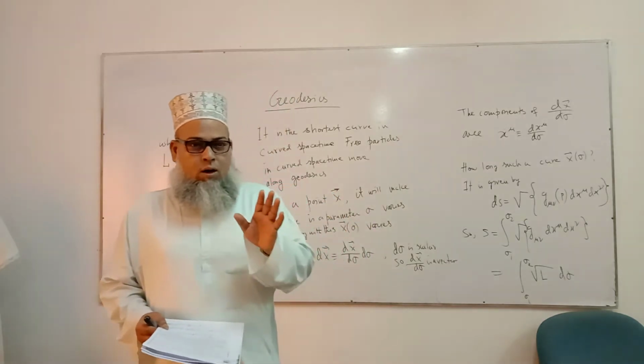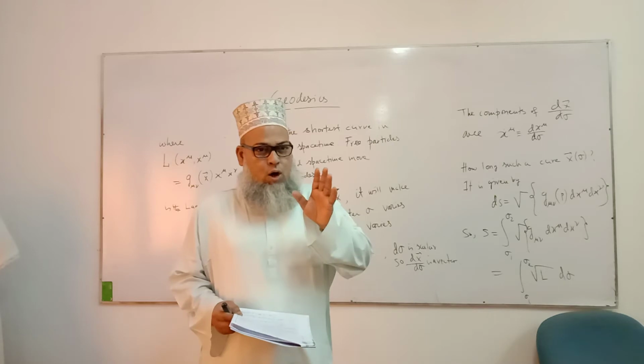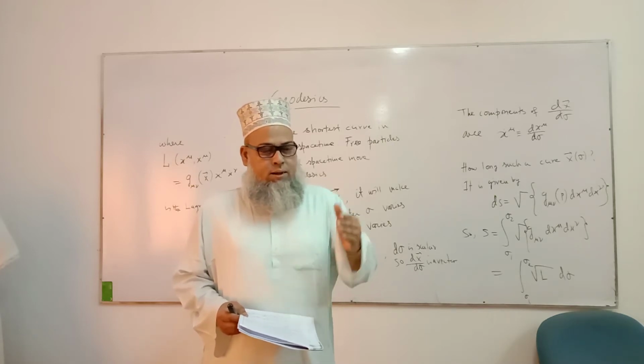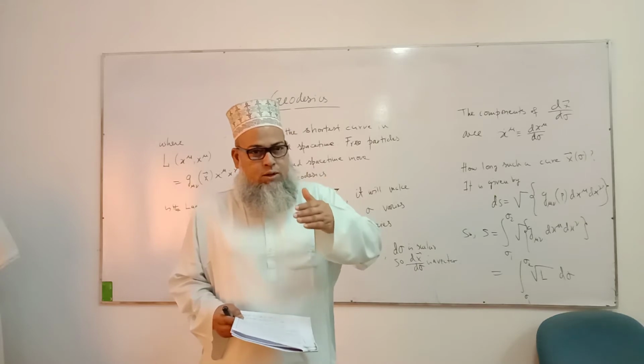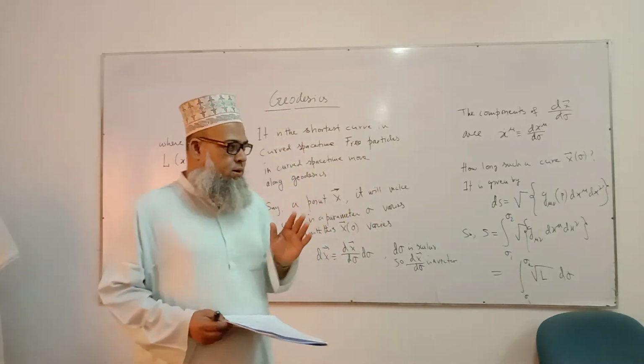So, obviously, there are two properties. One is it is the shortest distance between two points. Another is the tangent vector to the geodesic points in the same direction. These two properties are there.